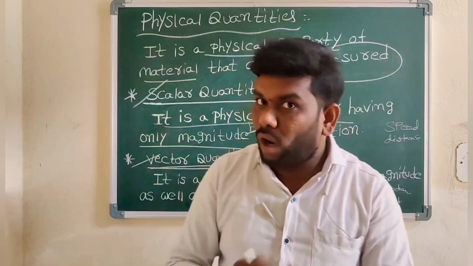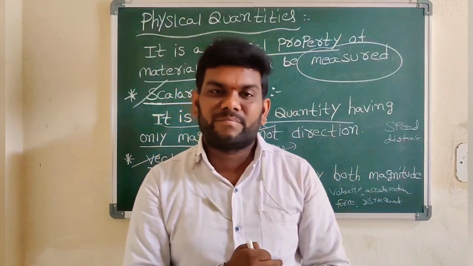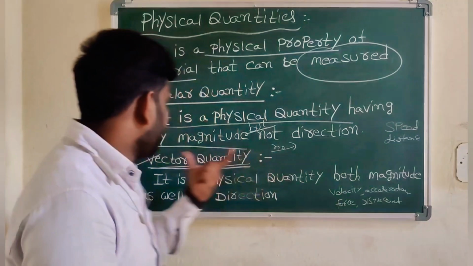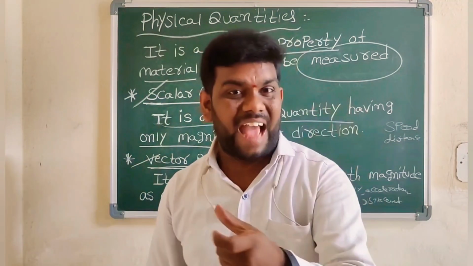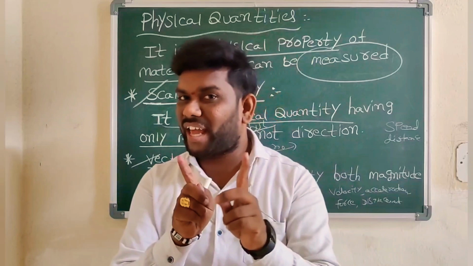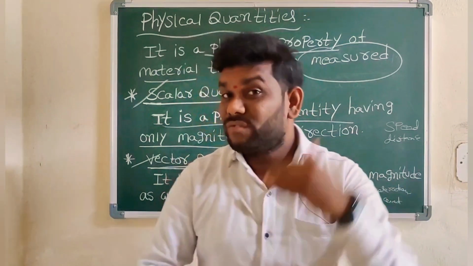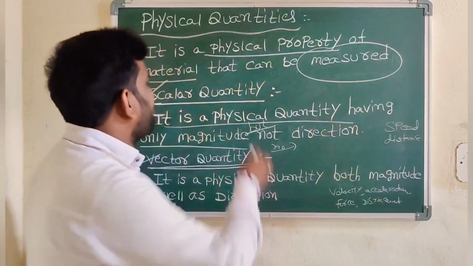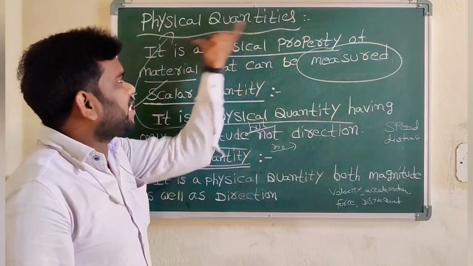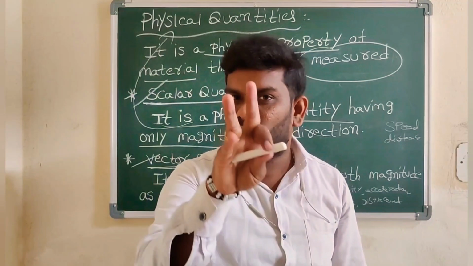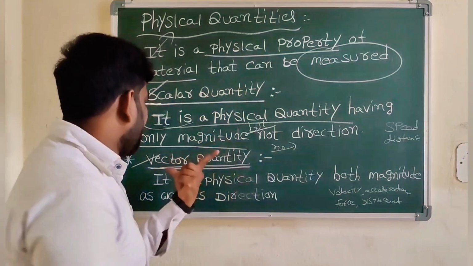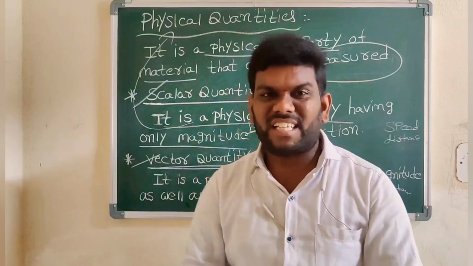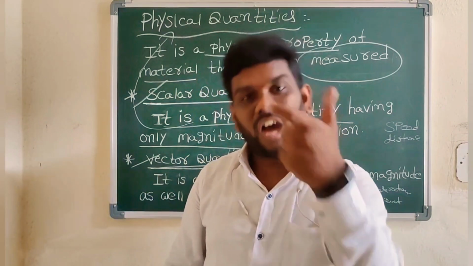Okay students, what we conclude in this topic: which physical quantity has both magnitude and direction? Vector quantity. Which physical quantity has only magnitude but no direction is called scalar quantity. This vector quantity and scalar quantity are both examples of physical quantity. So finally, physical quantities are how many types? Two types. One is scalar quantity, another is vector quantity. Which quantity is measurable is called physical quantity. Which quantity is not measurable is called non-physical quantity.